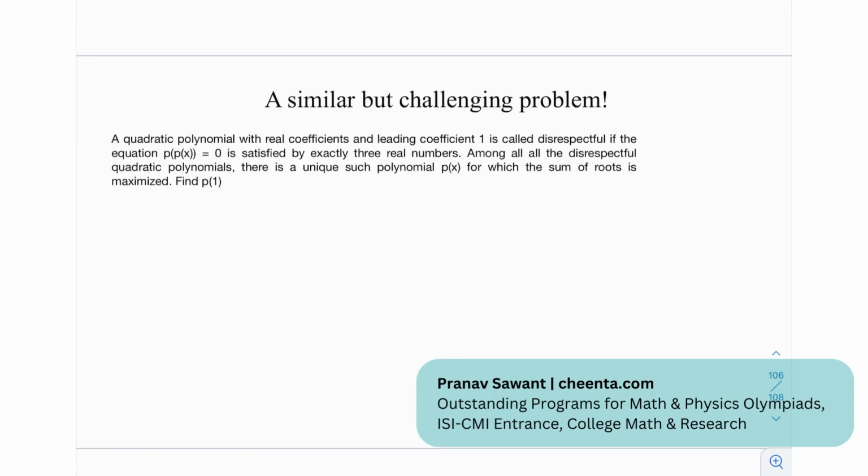Now after that, we have a relatively similar but challenging problem. This is again involving Vieta's relations. Okay, so they've given us a quadratic polynomial with real coefficients and leading coefficient 1. That's a monic polynomial. It's called disrespectful if the equation p of x equal to 0 is satisfied by exactly 3 real numbers. Among all the disrespectful quadratic polynomials, there is a unique such polynomial p of x for which the sum of roots is maximized. Find p of 1.